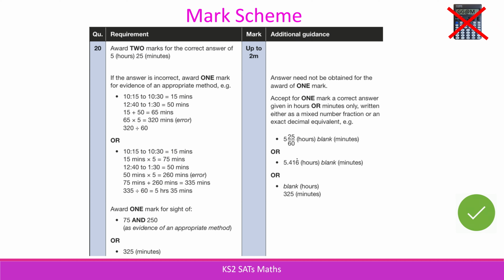The mark scheme of this question shows there are 2 marks for getting 5 hours and 25 minutes. So that's up to 2M, which means up to 2 method marks. You can see the method here. So if you've made a mistake when you've multiplied by 5, if you did it in minutes and then dividing, you will get a method mark. Or similarly, if you took your 15 minutes and multiplied it by 5 and the 50 minutes and multiplied it by 5, either one of those will give you 1 mark, or 325 minutes will give you 1 mark as well.